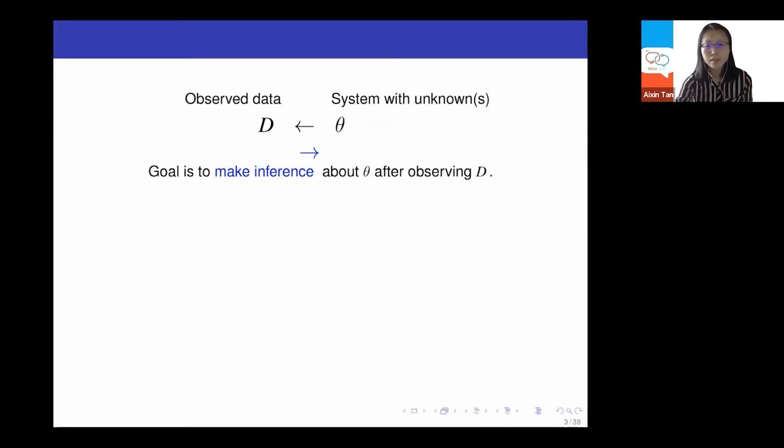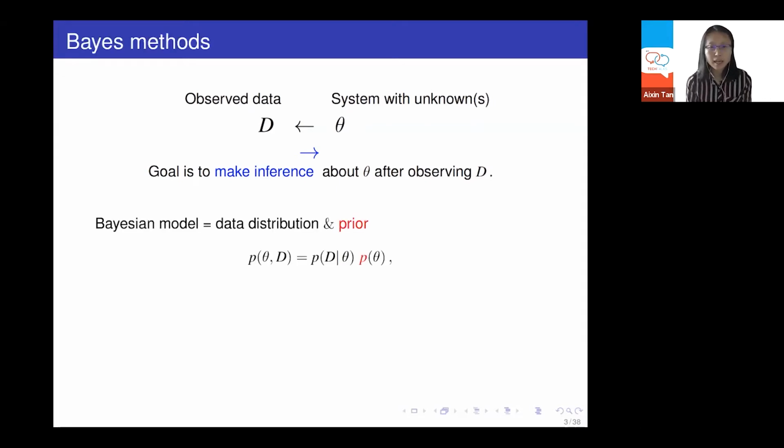Exactly how we do that, there is more than one way. And the Bayesian method is one way to do that. A Bayesian model involves two parts. There's a data distribution part, the p(D | theta), which reflects how the data was generated from the unknowns. And you also need a prior distribution that reflects your belief, your understanding of the unknowns before you collect the data.